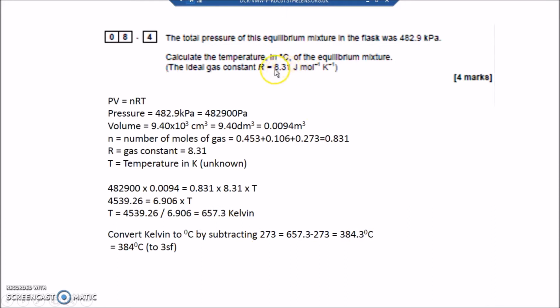If you look at all of the numbers here, 8.31 is to 3 significant figures, so is 9.40 for the decimeter cubed. So my lowest accuracy value is to 3 significant figures. That's to 4, so it's best if I turn it into 384 and get it to 3 significant figures.